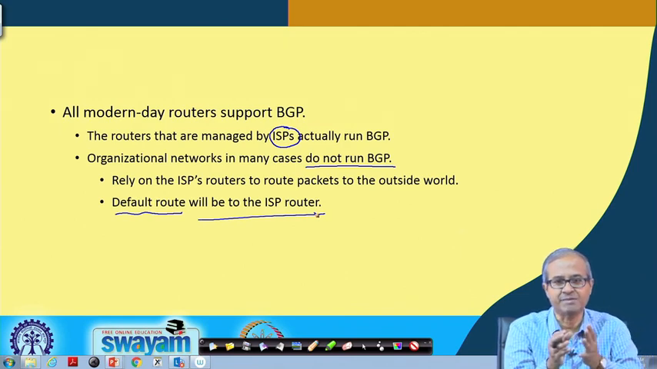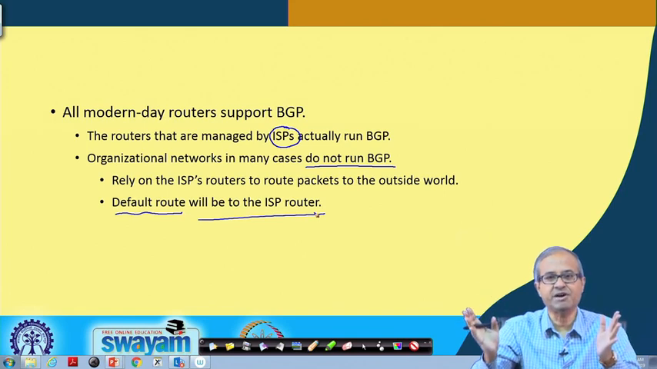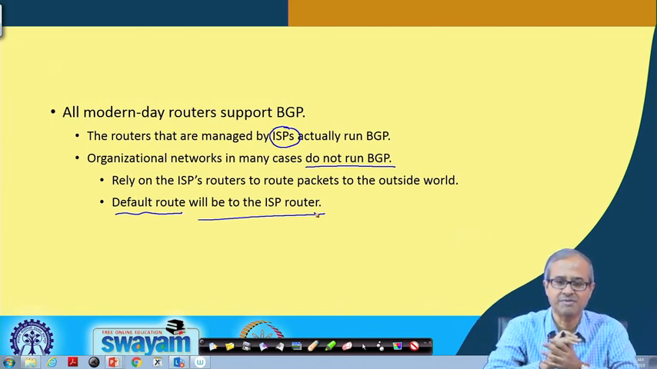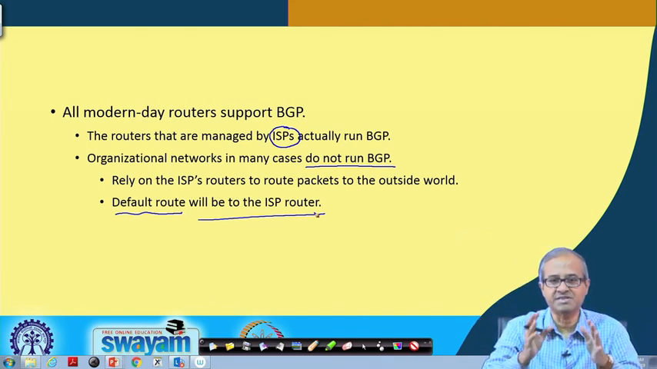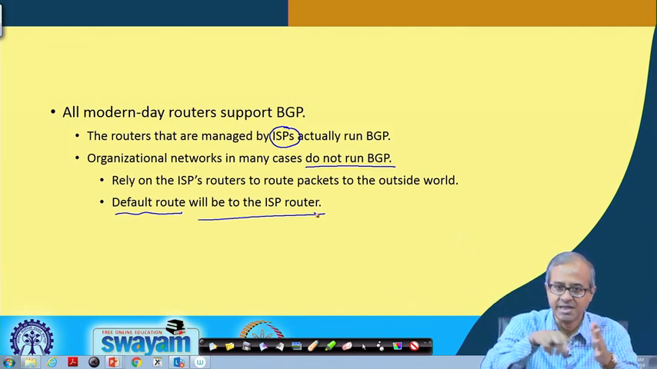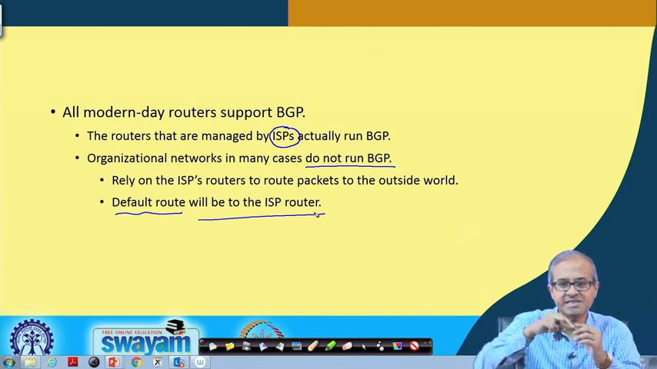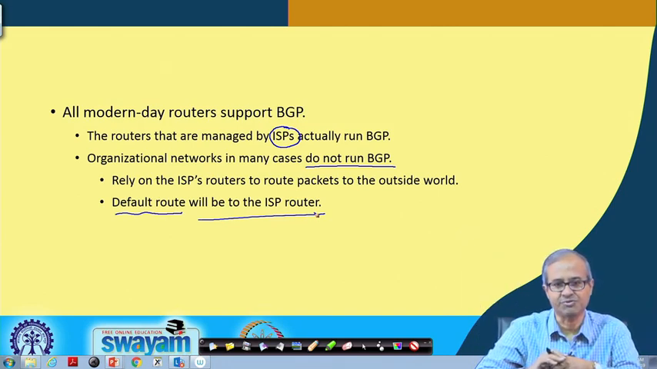Whatever packet comes, you will be sending it to the ISP's router, and the ISP's router will decide where to route. But if your network is running BGP, then you can also maintain a comprehensive routing table, where for packets that are going somewhere else, you can decide where to send. But in the previous case, you are sending only to the ISP's router.